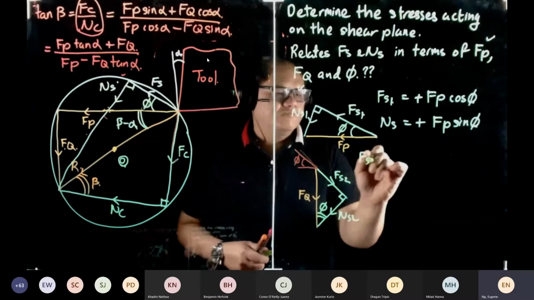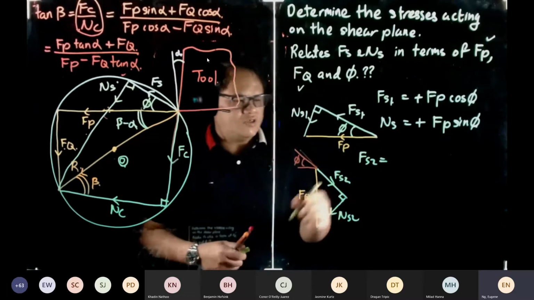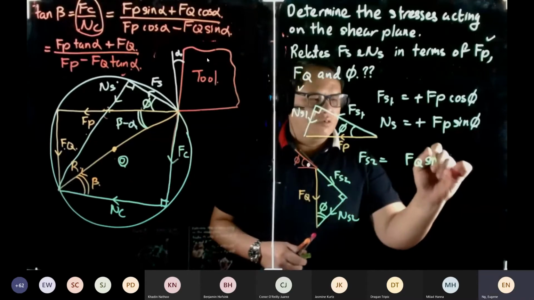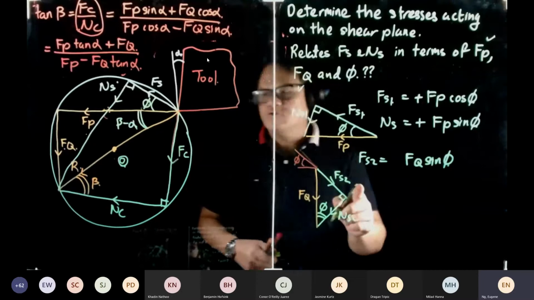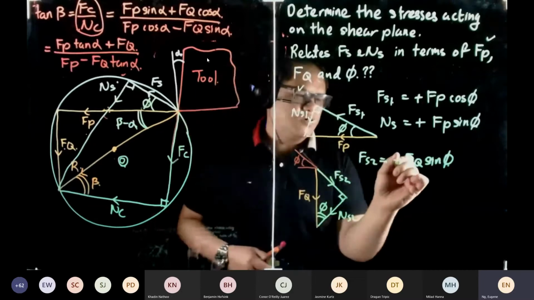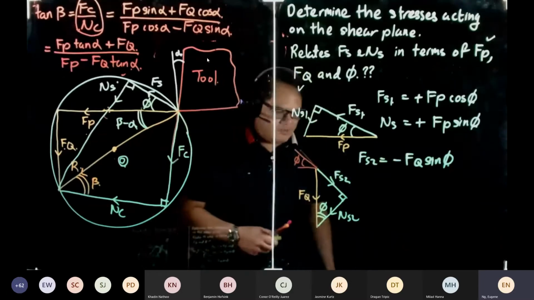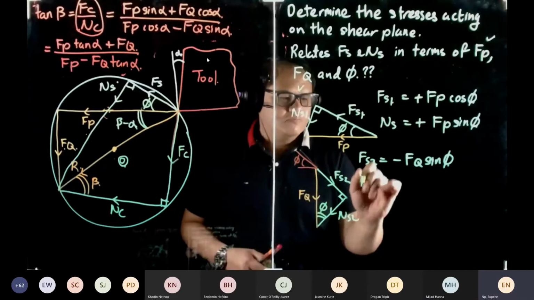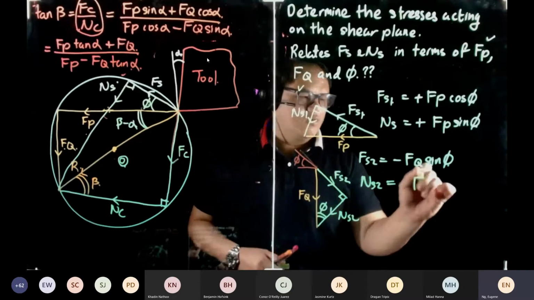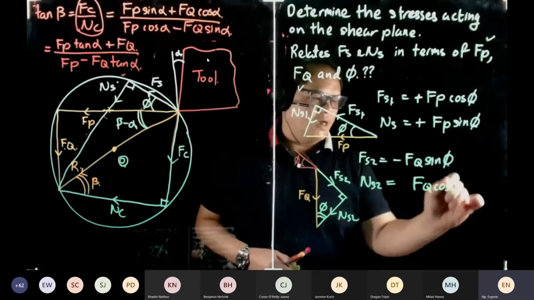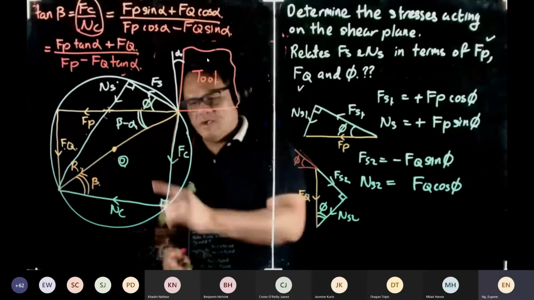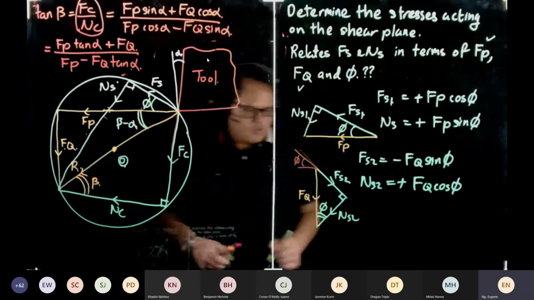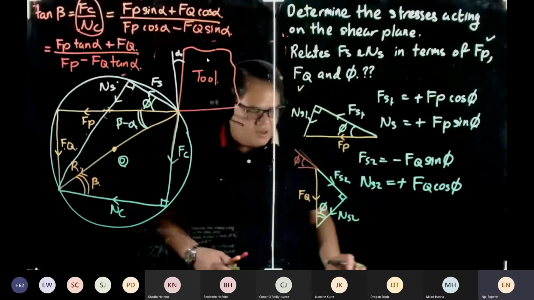so Fs2 is equal to Fq sine phi, right? So Fs2 and Fs are in the opposite direction, so this will become what? Minus, right? So next is Ns2 is equal to Fq cos phi, and Ns2 and Ns are in the same direction, so it becomes what? Positive.